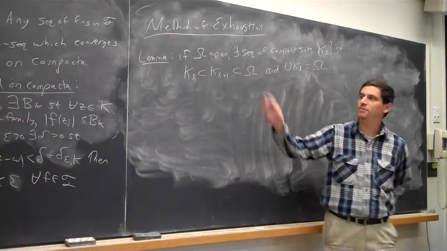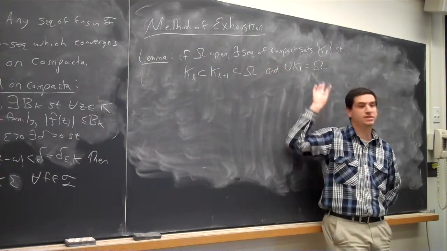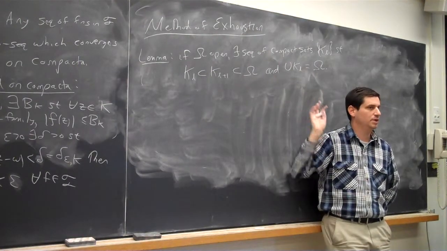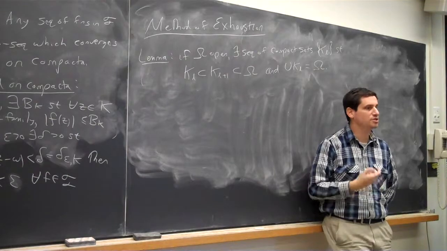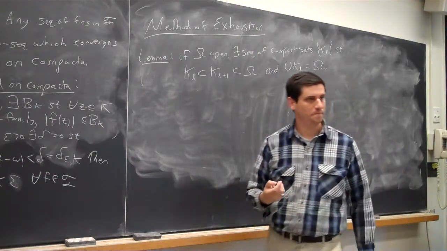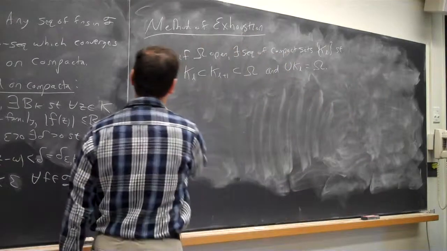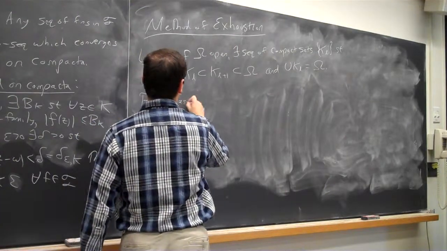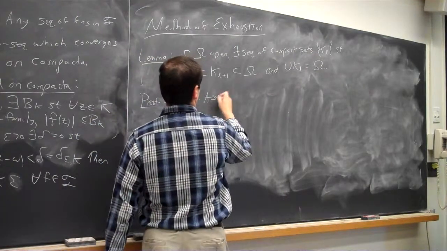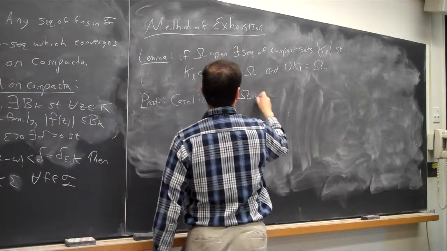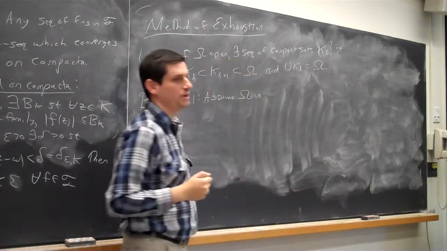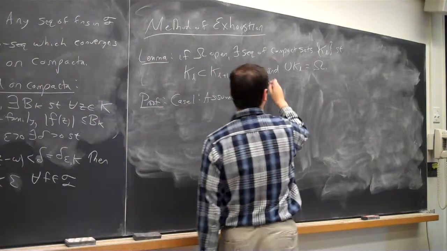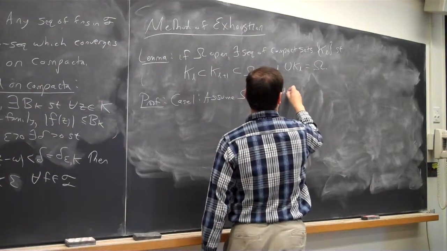This is not a complex analysis result. This is just a general analysis topology result. And what's nice is we can actually give an explicit construction of such sets. Okay, so proof. So case 1, assume omega is, what would be a nice thing to assume about omega? Bounded. And then we'll show that we can remove the boundedness.